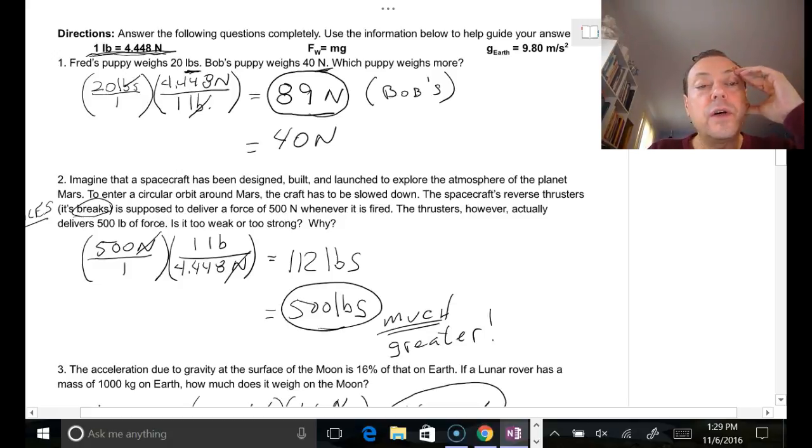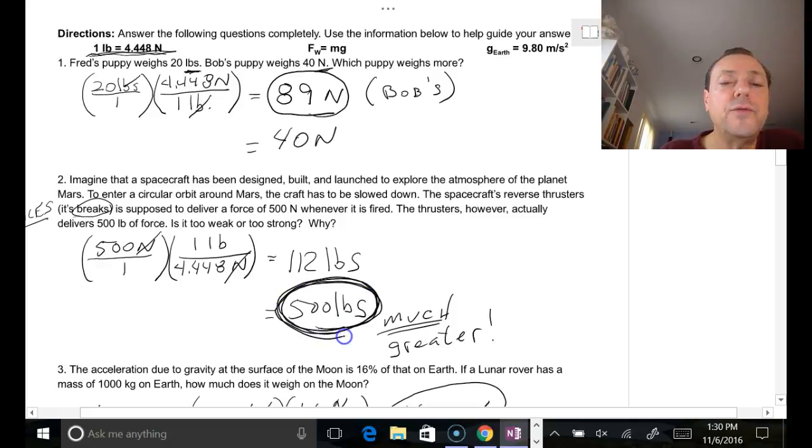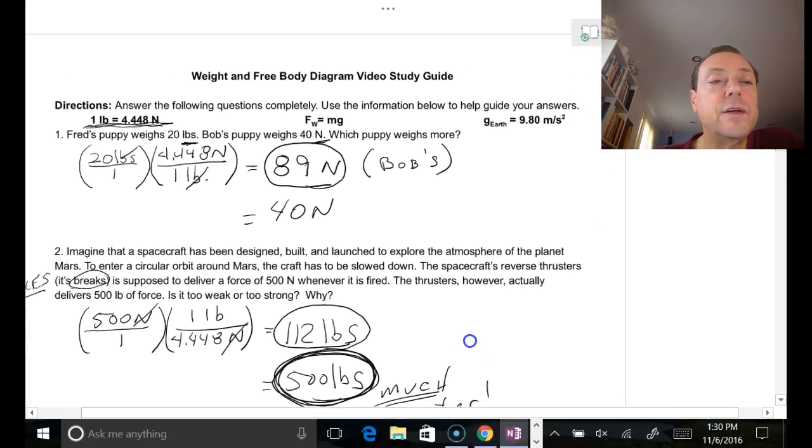Whenever you have one of these comparison problems, you have to get both measures of force, or whatever it's a measure of, into the same units. So what I chose to do was I chose to get newtons in pounds and compare that to the 500 pounds. I found out that if the spacecraft fires with 500 pounds of force, it is much greater than anticipated, because 500 newtons of force would only be 112 pounds. Okay, that would be an unwelcome surprise, is my guess.